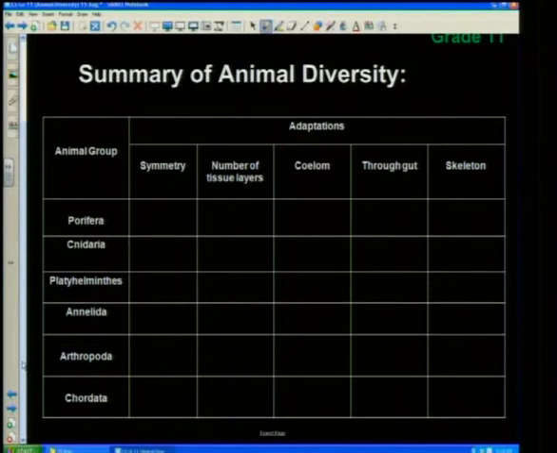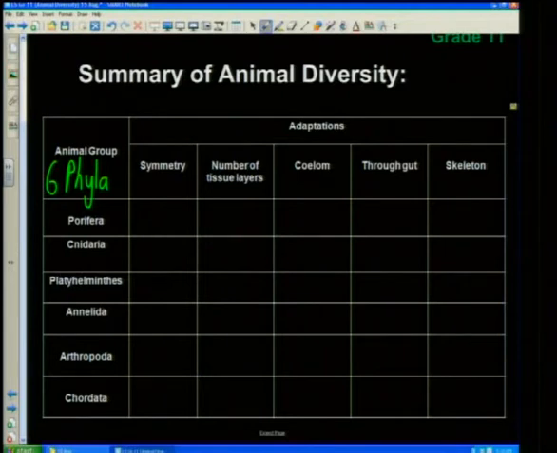These are your animal groups. These are the 6 different phyla: Porifera, Cnidaria, Platyhelminthes, the Annelida, Arthropoda, and the Chordata. All right, so these are our 6 phyla. And I hope you've copied this down already. In the first column, we're going to have the symmetry. Then we're going to have the number of tissue layers, whether there's a phylum or not, a through gut, and a skeleton.